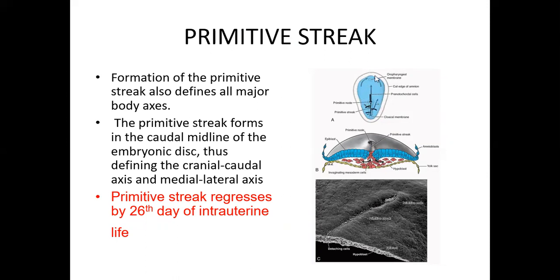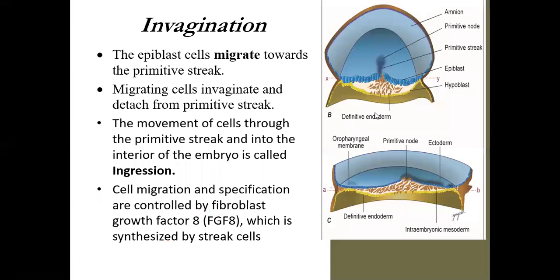So it will define the craniocaudal axis as well as the medial and lateral axis, and also left and right axis. So if we view it from above, the left will fall on our left side and the right side of the embryo will fall on our right side. Now the primitive streak regresses by 26th day of the intrauterine life. Now, what happens after the formation of primitive streak? The epiblast cells will start migrating towards the primitive streak.